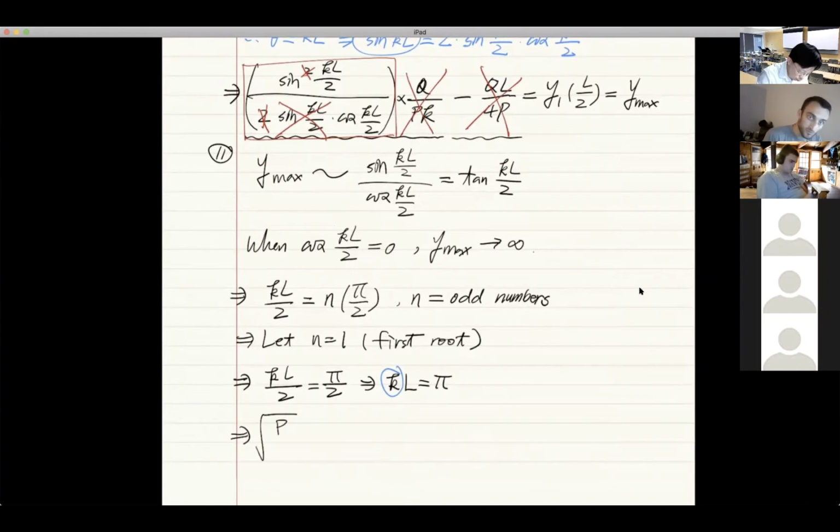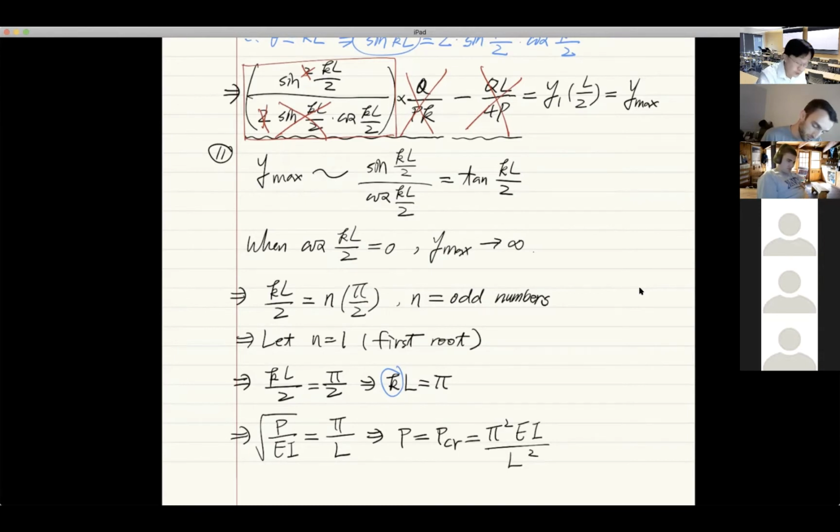The square root of P/EI, that's the definition of k, equals pi/L. We just move capital L from the left-hand side to the right-hand side. Would you agree? And then we have found our critical load: P equals PCR, which equals pi squared times EI over L squared.